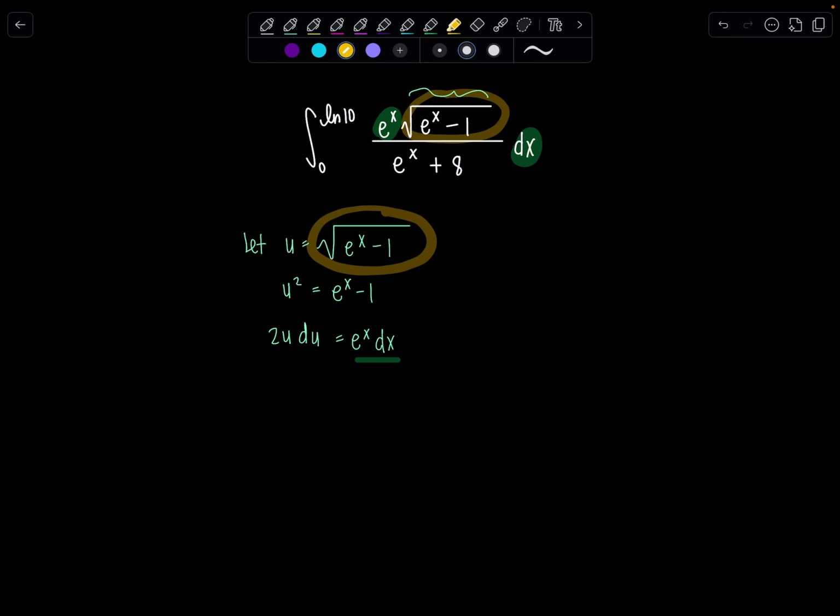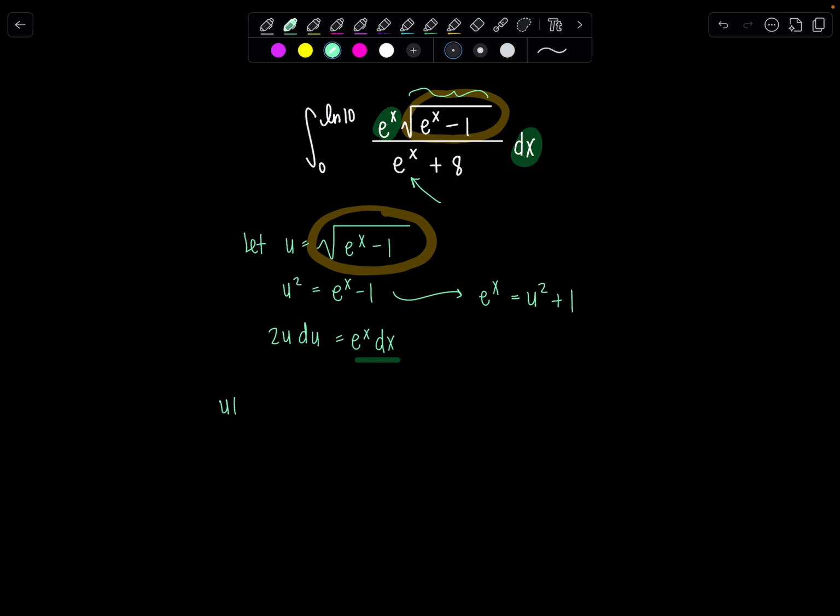So what do I do about this e to the x plus 8? Have no fear. Just come right here. e to the x equals u squared plus 1. So I'll just pop that in right there. Okay, now we're almost ready to rewrite the whole integral in terms of u. We just have to change those limits of integration. Remember, everything has to change at the same time.